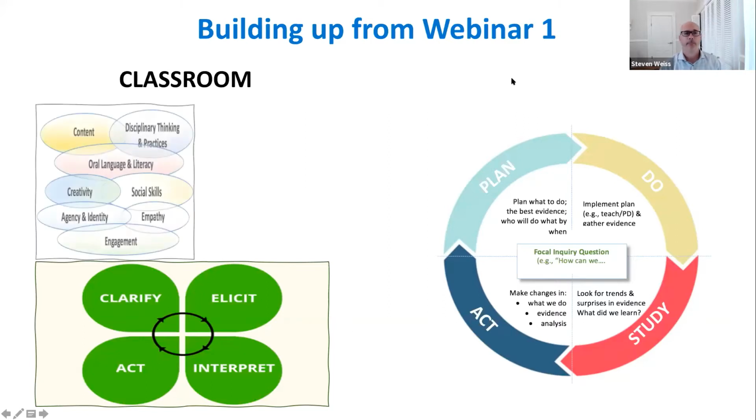And we talked about these as potential areas for considering in terms of what we wanted to gather evidence around, analyze, and learn from. So not just content, disciplinary thinking, and oral language and literacy, but also some of these other areas as well.